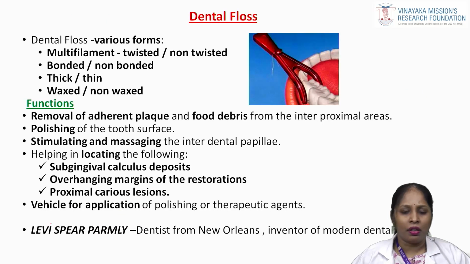The next interdental cleaning aid is dental floss. There are various forms of dental floss. It includes multifilament, which can be either twisted or non-twisted, bonded or non-bonded, thick or thin, waxed or non-waxed. The main functions of dental floss include removal of adherent plaque and food debris from the interproximal areas, polishing of the tooth surfaces, and stimulating and massaging the interdental papilla.